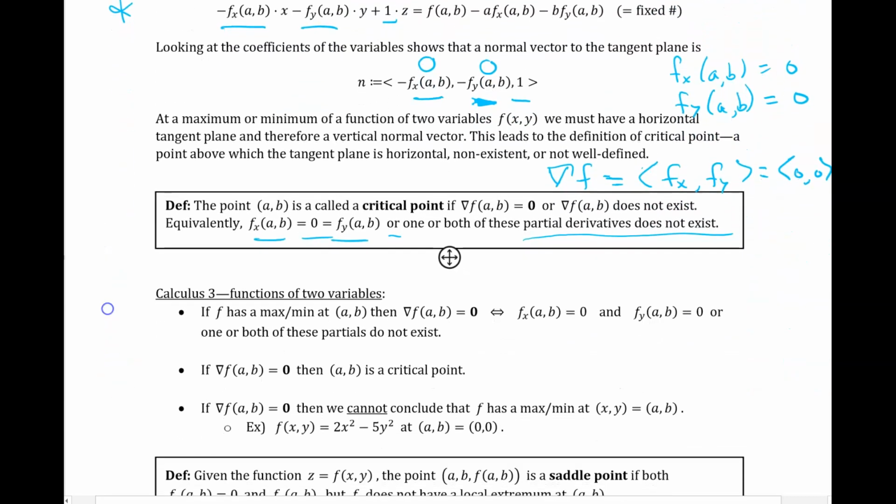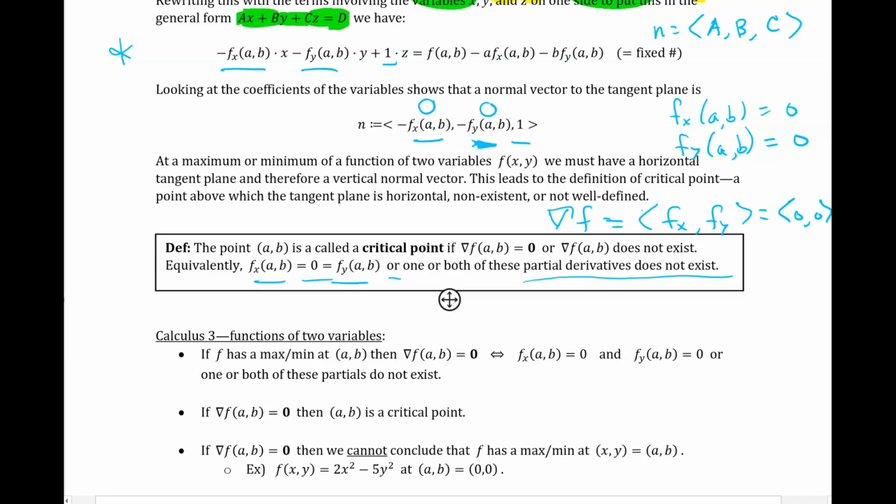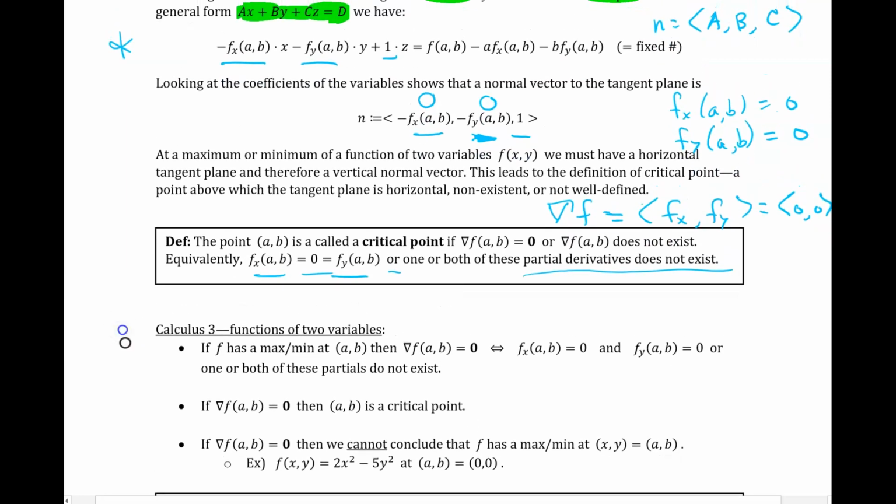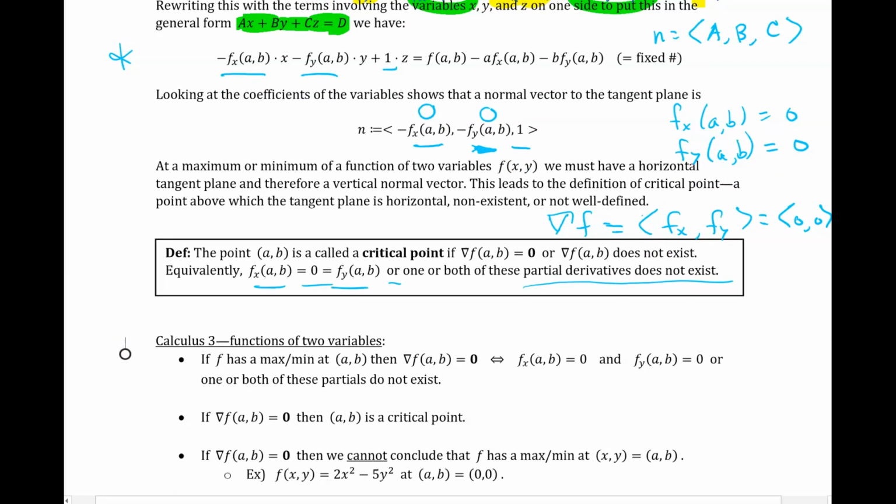All right, now we're going to get into how we find relative minimums and maximums, which are going to come from our critical points. We're going to have some similar results to what we saw from Calculus 1 in the first video, in that if you have a max or a min, then your gradient vector is going to be zero, which means both partial derivatives are going to be zero. So if you're at a max or a min, then you're at a critical point.